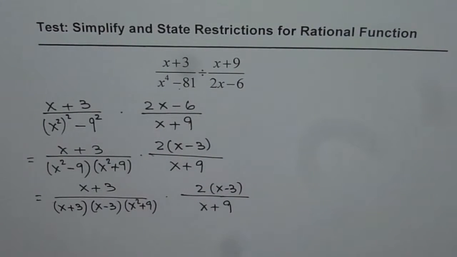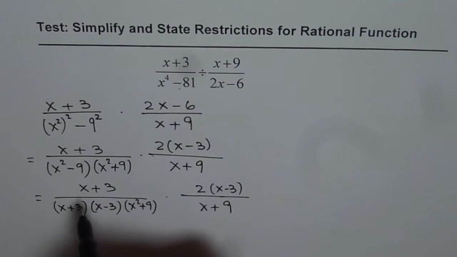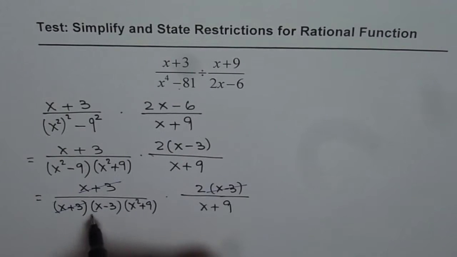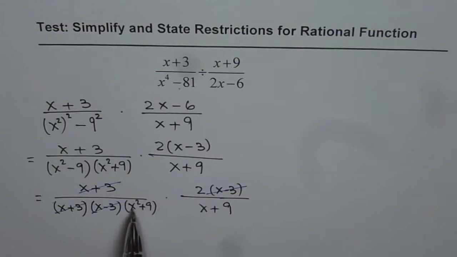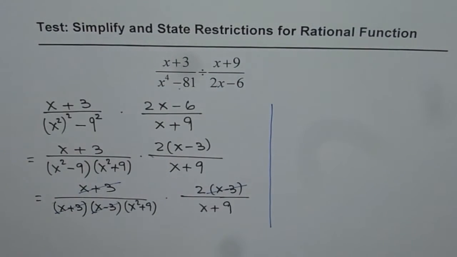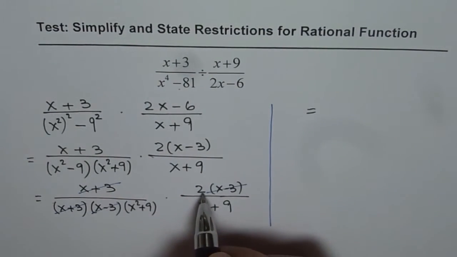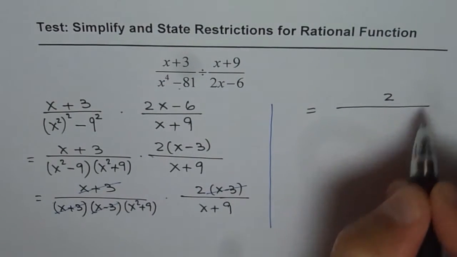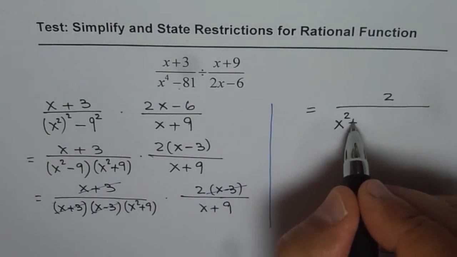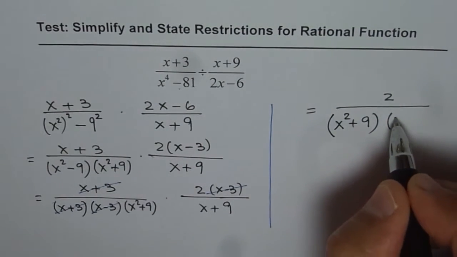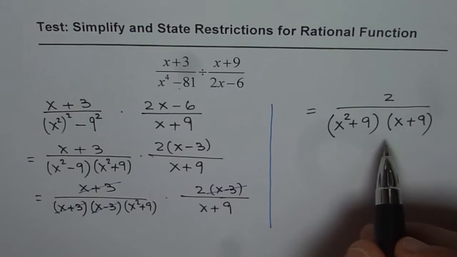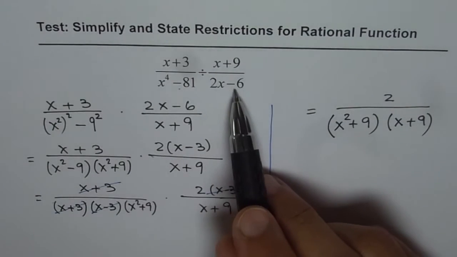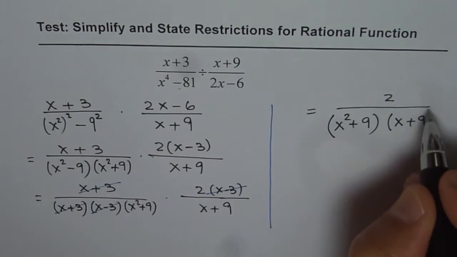Now let us look for the common factors in numerator and denominator. x + 3 cancels out, x - 3 cancels out. So what we are left with is 2 in the numerator, and in the denominator we have (x^2 + 9)(x + 9). Okay, so that is what we have. Now at this stage, is it equivalent to the given expression? No, it is not. We have to include restrictions, right? So let's write down our restrictions.